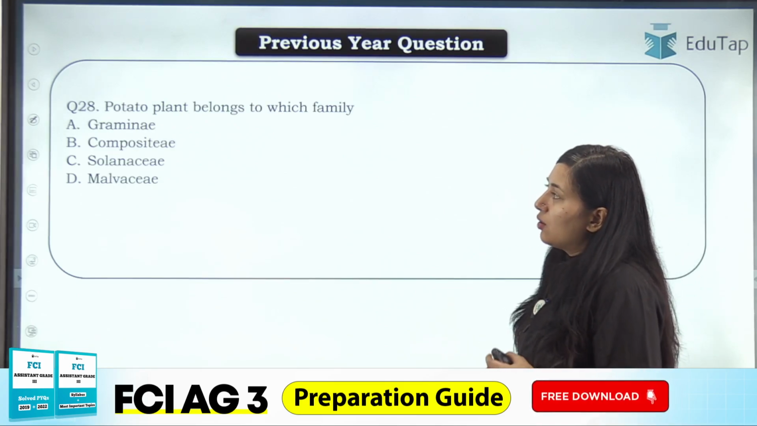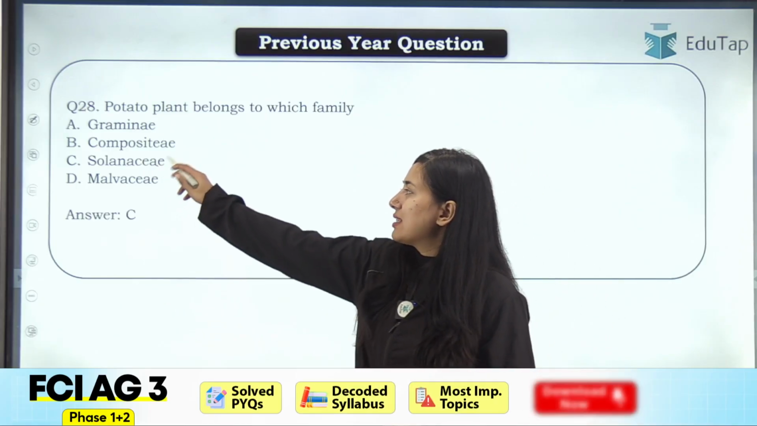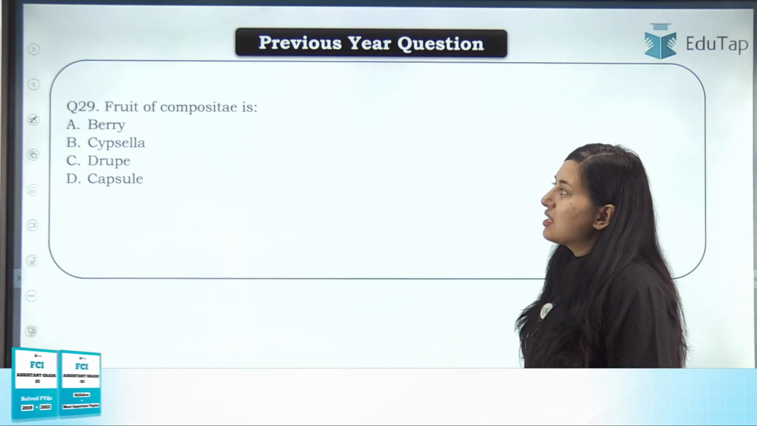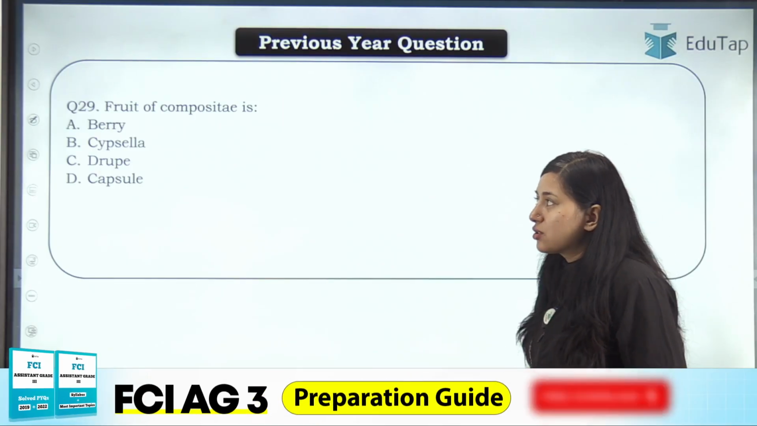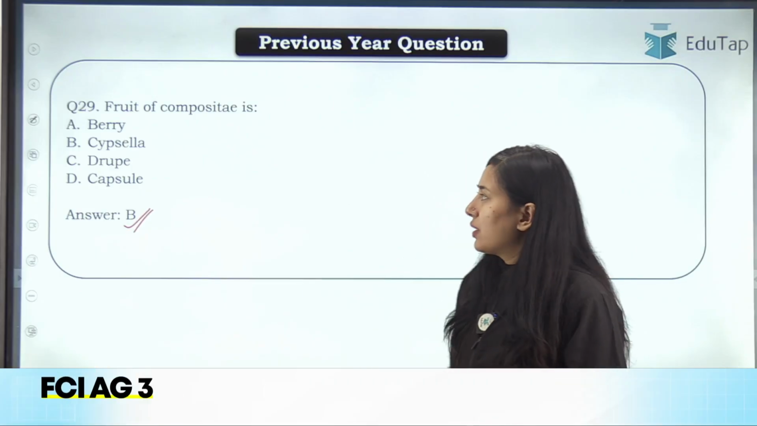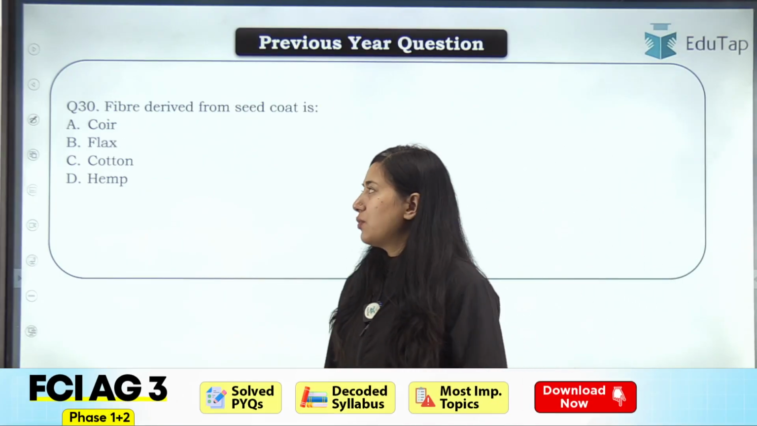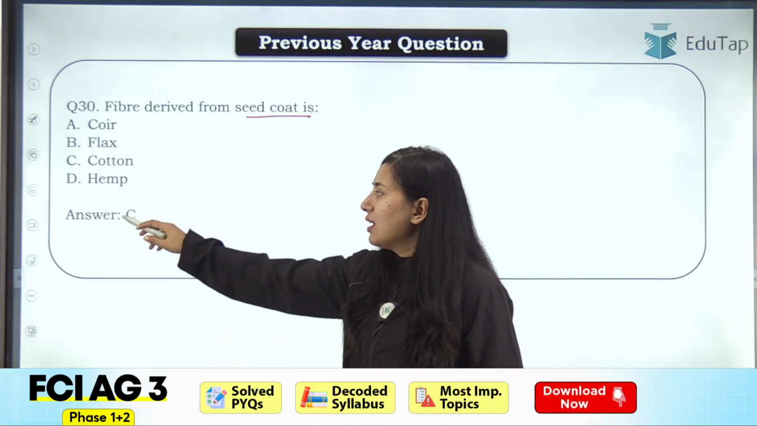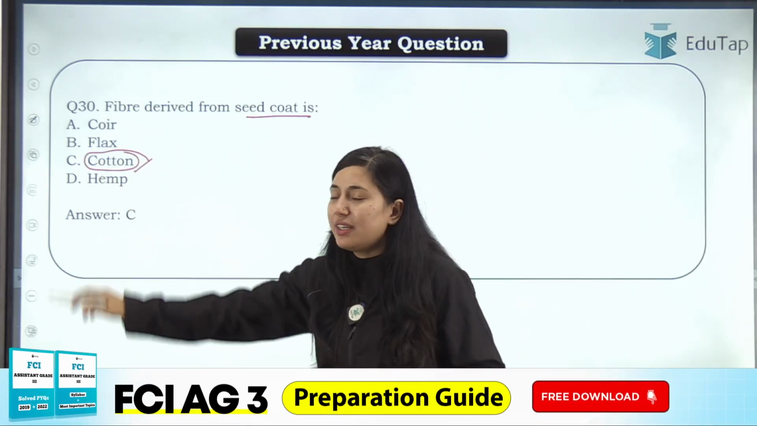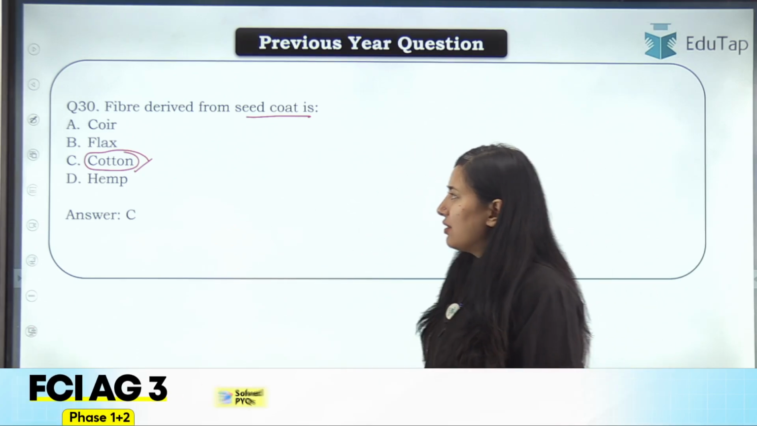Now, the potato plant belongs to which family? Very easy, right? It belongs to the Solanaceae family. So potato is a Solanaceae family member. Next is, fruit of composite is. So the fruit of composite is known as Cypsela. Next is, fiber derived from seed coat. What is it called? So in the case of cotton, we derive the fiber from the seed coat. So cotton will be the answer.